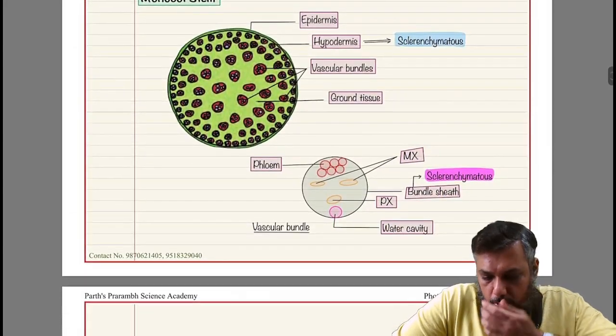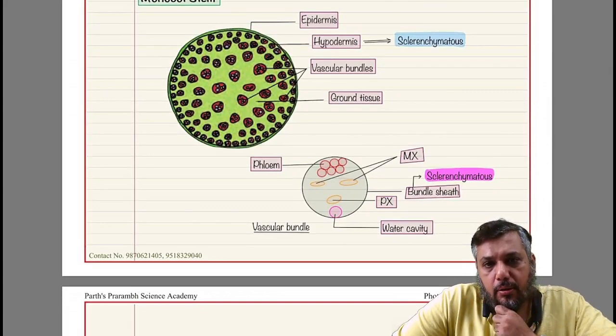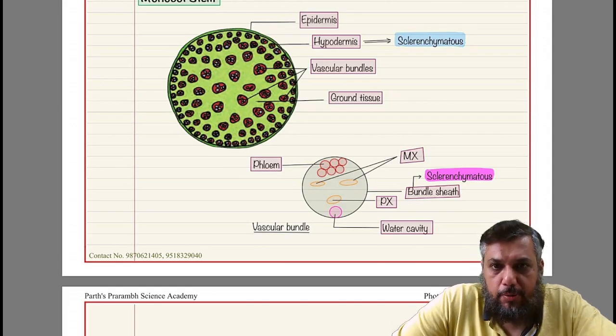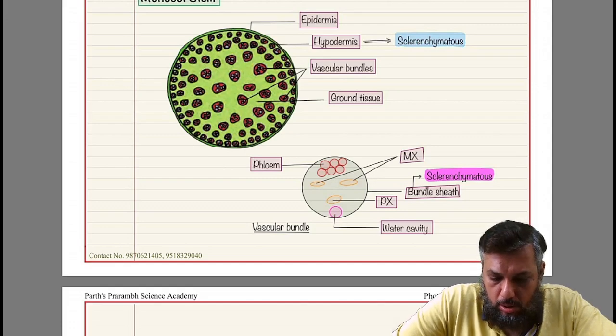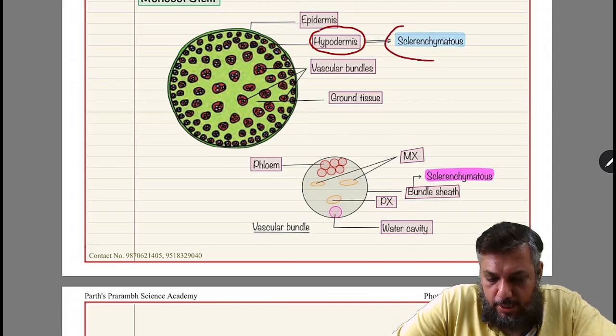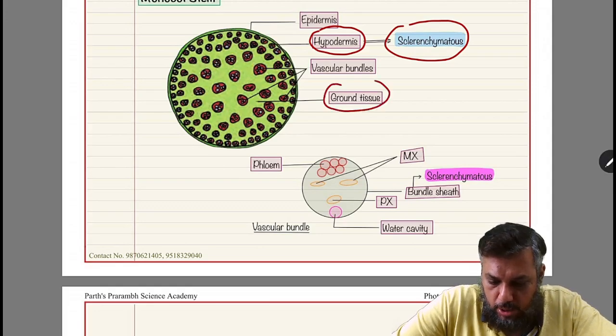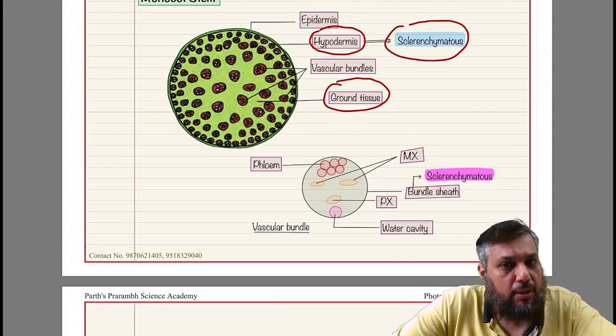followed by the monocot stem. The difference between dicot stem and monocot stem is this hypodermis is going to be sclerenchymatous. और वहां पे हमने देखा था the hypodermis is collenchymatous. And the ground tissue is undifferentiated. ये जो ground tissue है, इसमें आपको अलग से कॉर्टेक्स, एंडोडर्मिस, पेरिसाइकल, कंजंक्टिव टिश्यू ये सब दिखने वाला नहीं है.